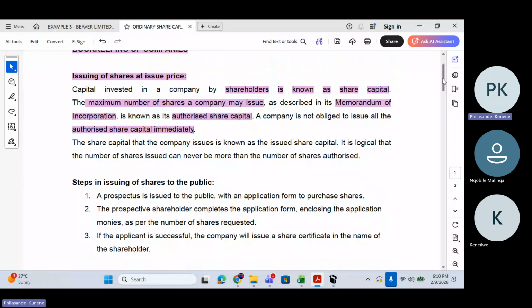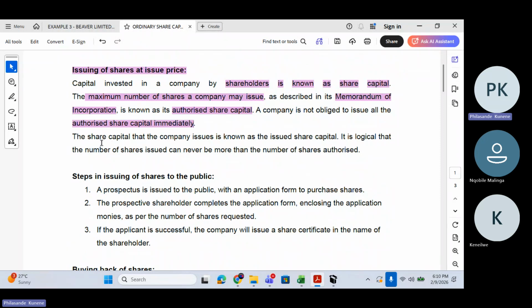Here we're talking about the issuing of shares. It's an issue price. The share capital that the company issues is known as what? Issued share capital. These are the terms, guys, we will be talking about going forward. That's why I wanted us to do these things, so that I don't ask you about something that I didn't teach you. I don't want anyone to say I've never heard of something like this when I start asking you about it. That's the reason why I'm doing it myself. But I know it's something that you have already touched on at your school.